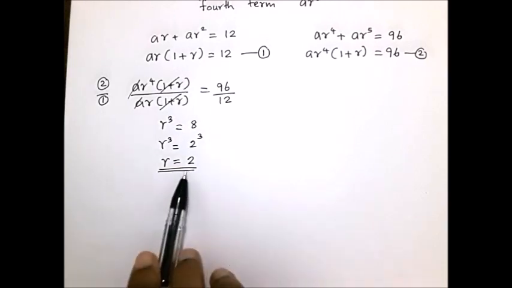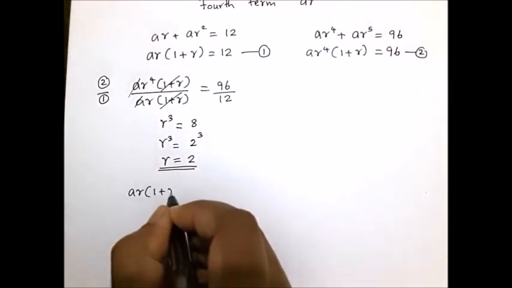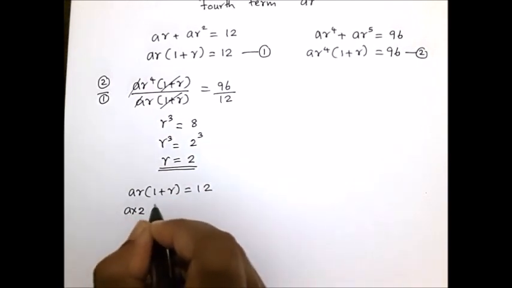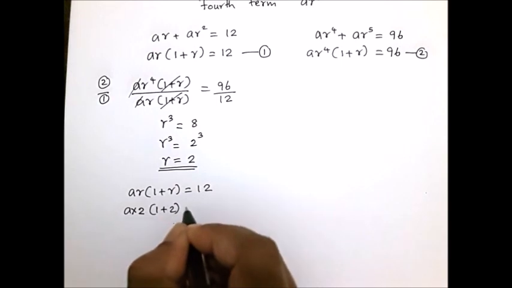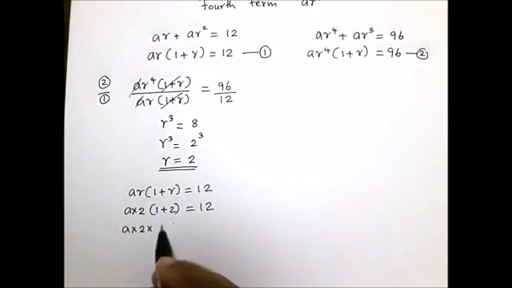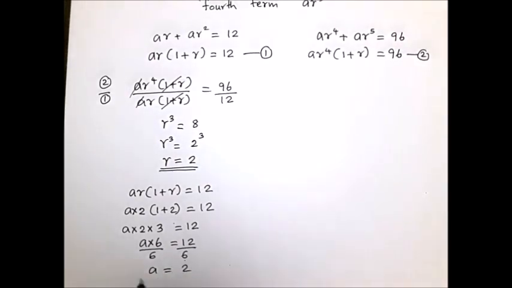Now substitute r = 2 in the first equation. ar times (1 + r) = 12. r is 2. a multiplied by 2, times (1 + 2). 1 + 2 is 3. a multiplied by 6 equals 12. Divide both sides by 6. a = 2.